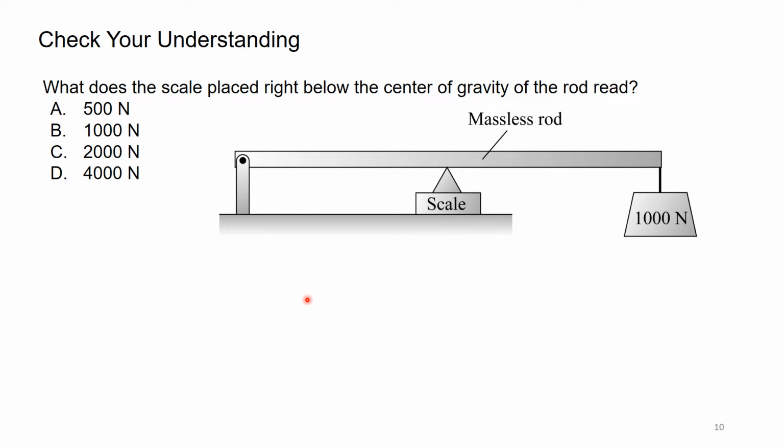Okay, so let's do this example. We have this massless rod. Let's imagine that this rod doesn't have a mass, or even if it does, let's assume it's negligible compared to all the other weights around. There is a scale placed right under the center of the rod. On the right side, there's a 1,000 Newton weight pulling the rod down. On the left side, there is a hinge that's holding the rod in place.